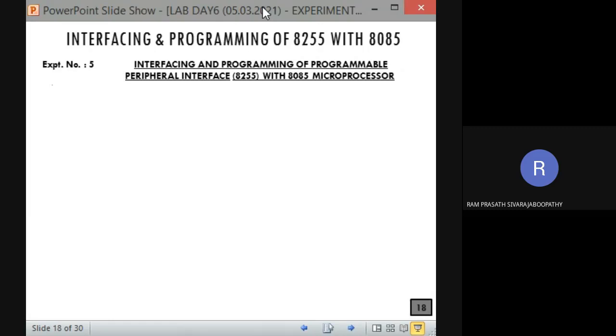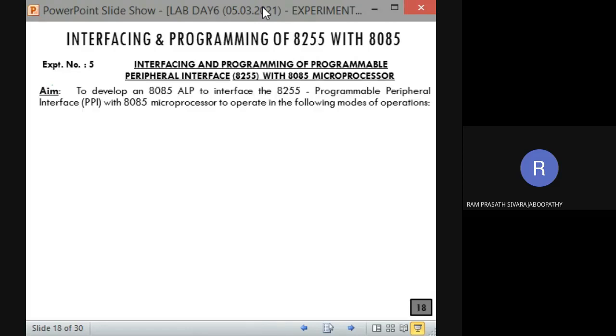Interfacing and programming of programmable peripheral interface. That means 8255 with 8085 microprocessor. This is what we are going to do now. Fine. Okay. So the aim of the program is to develop an 8085 ALP to interface 8255 with 8085 in the following modes of operation.